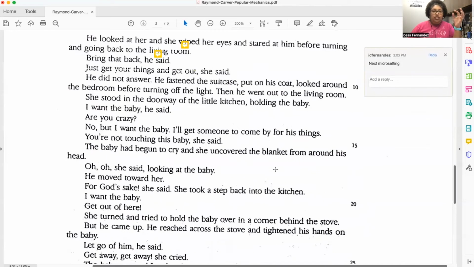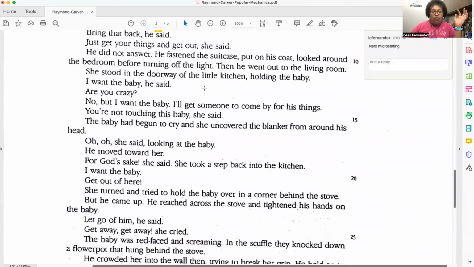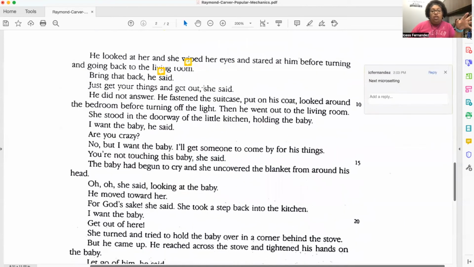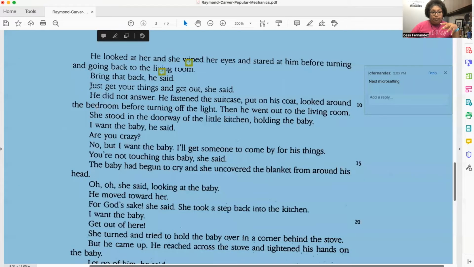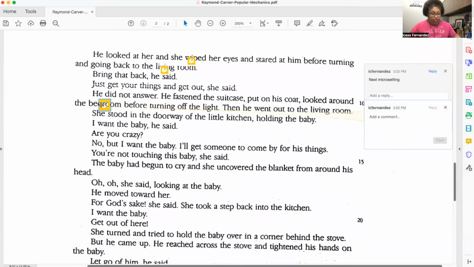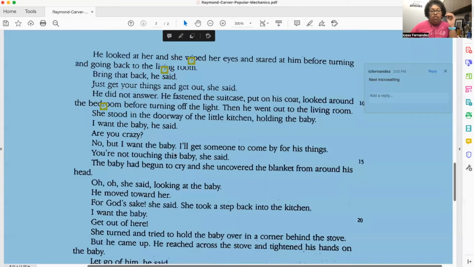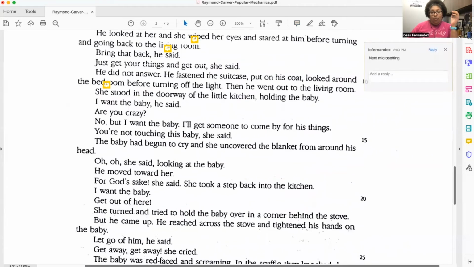So we have, "get your things and get out." Doesn't answer, fastens the suitcase, puts on his coat, looks around the bedroom before turning off the light. So she turned to the living room, went back to the bedroom, right? There's another micro setting. And then went out to the living room, back to the living room. So they go back and forth from the bedroom to the living room, right?